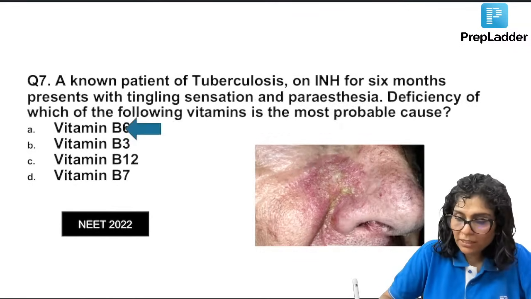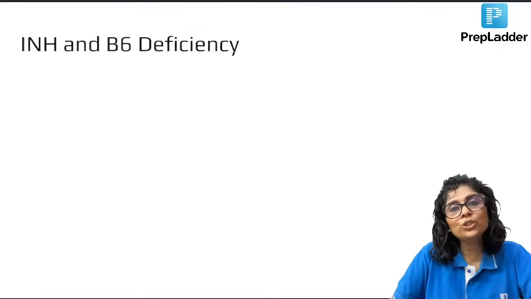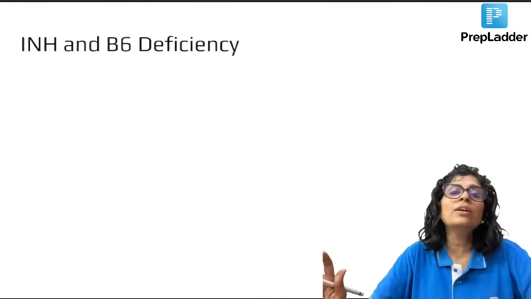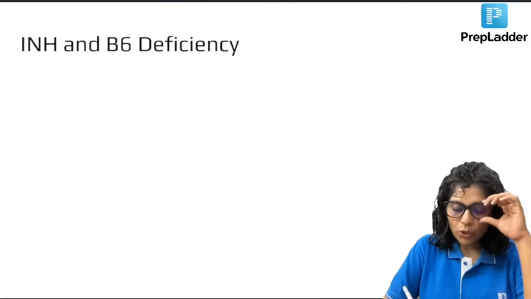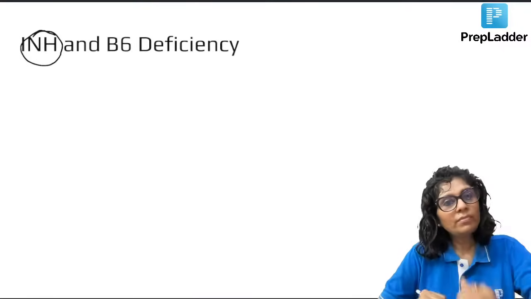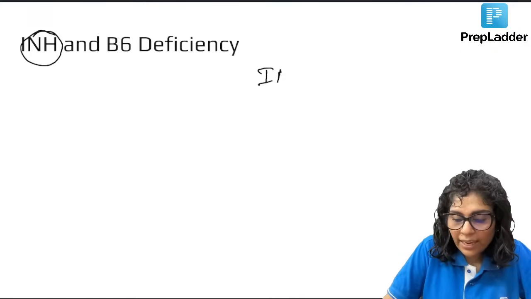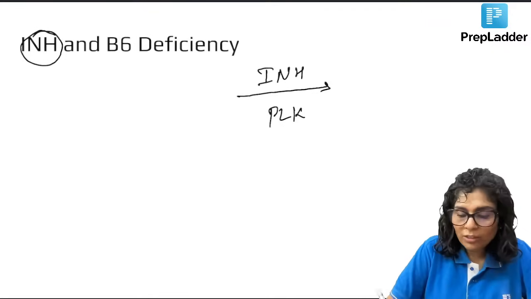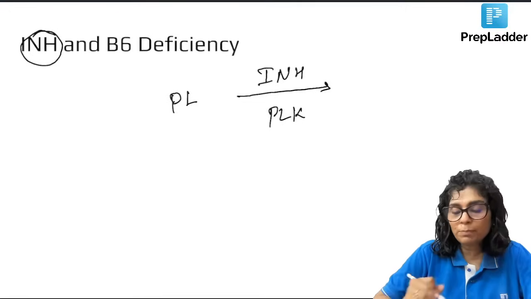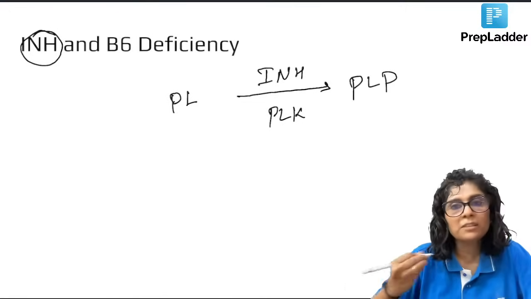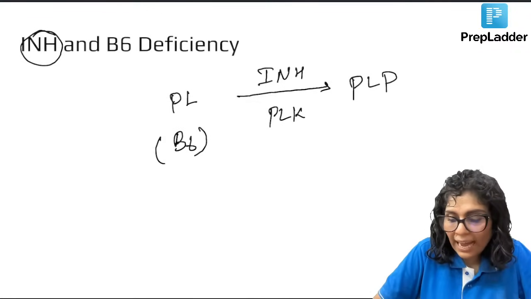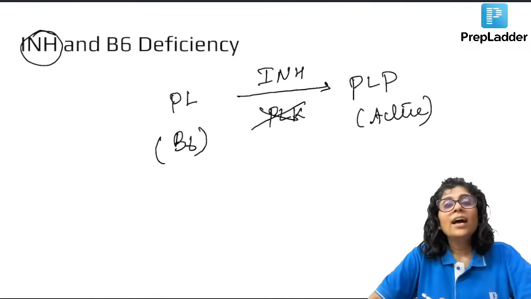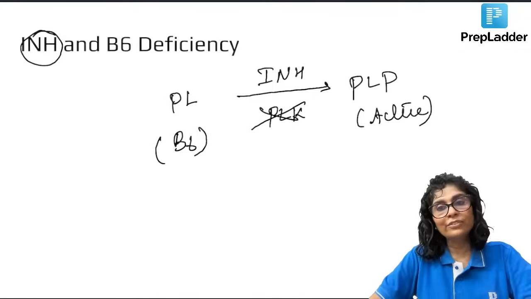Okay. So first, let me tell you quickly what happens in INH. Why should there be B6 deficiency? And then let's learn all the high yield facts about B6. INH is an aldehyde. This INH actively inhibits pyridoxal kinase. What is the use of pyridoxal kinase? It converts pyridoxal to pyridoxal phosphate. It converts B6 to the active form of B6. That enzyme is inhibited by INH, and that is why INH causes B6 deficiency.